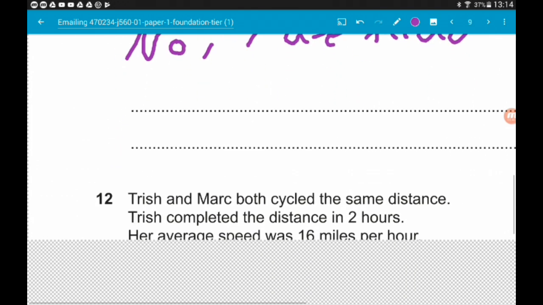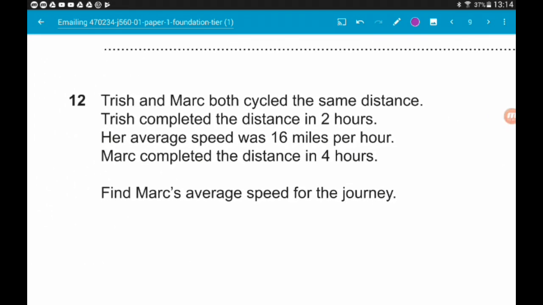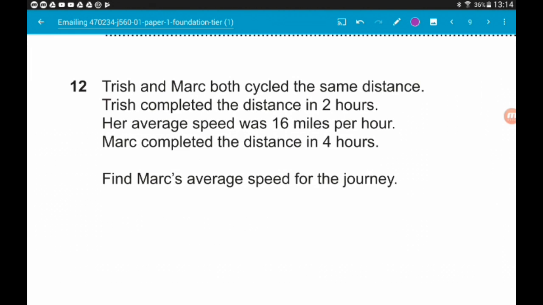Okay, question 12. Trish and Mark both cycled the same distance. Trish completed the distance in 2 hours at an average speed of 16 miles per hour. Mark completed the distance in 4 hours, and we want to work out his average speed. So this is speed, distance, time. So remember, speed is distance divided by time.